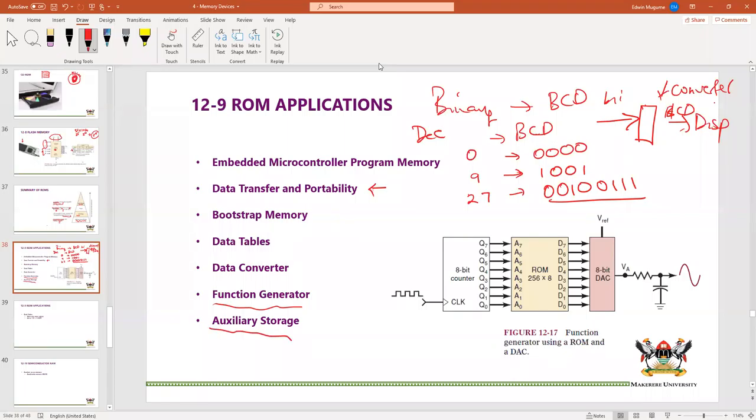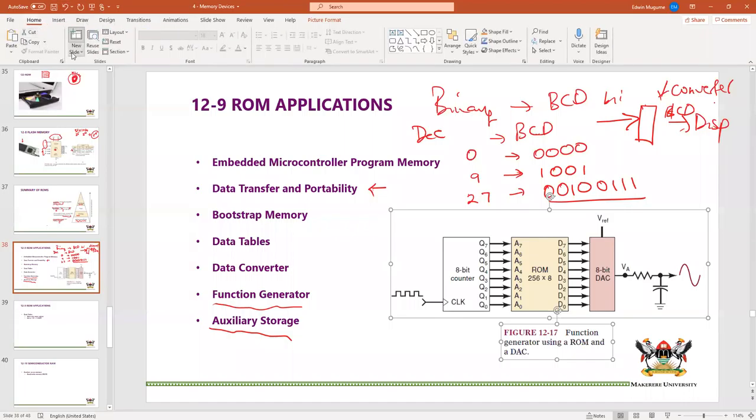Auxiliary memory is in the sense that you can use ROM to store information the same way you use your hard disk, your auxiliaries. So you can use flash drives. I'm sure you store your movies and other things on flash drives. It's the same thing. Now with the function generator, similar to data conversion, because the function is the same, you can use ROM to store a function. Let me show you how.